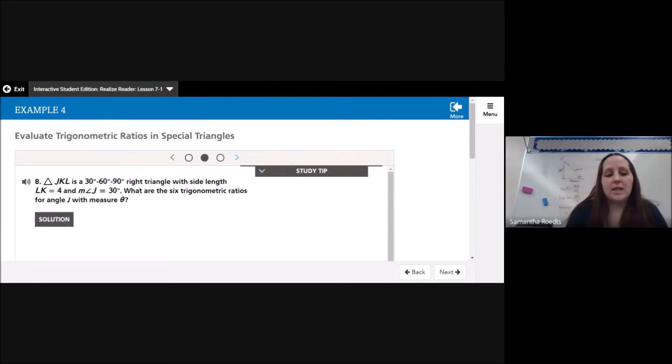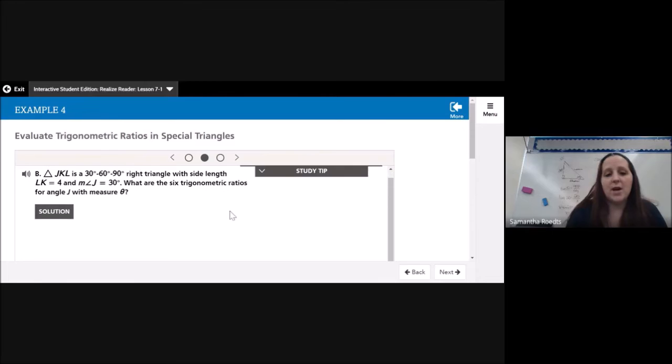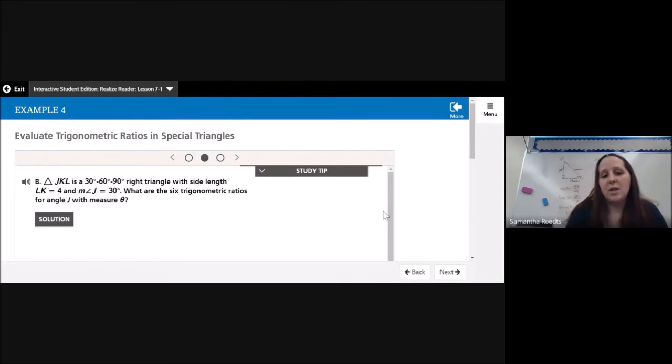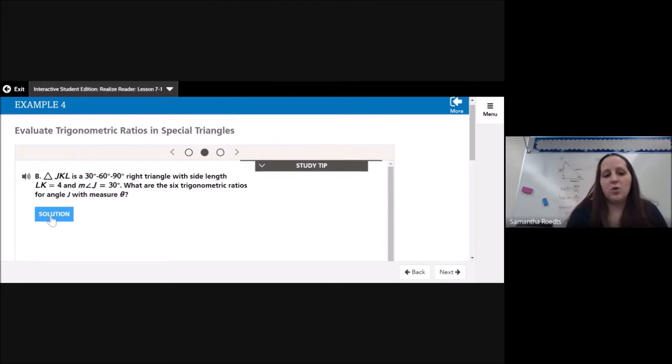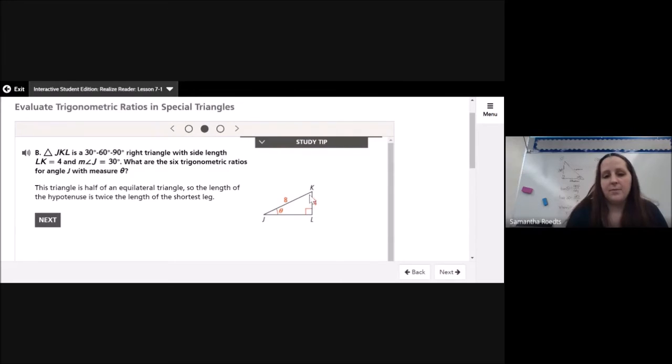Okay. BJKL is a 30, 60, 90 right triangle with side lengths LK equals 4 and the measure of angle J is 30. What are the 6 trigonometric ratios for angle J with measure theta? So the triangle is half of an equilateral triangle, so the length of the hypotenuse is twice the length of the shortest leg. So we know that JKL with theta being 30 degrees, KL or LK is 4, the hypotenuse is double that, which is 8.